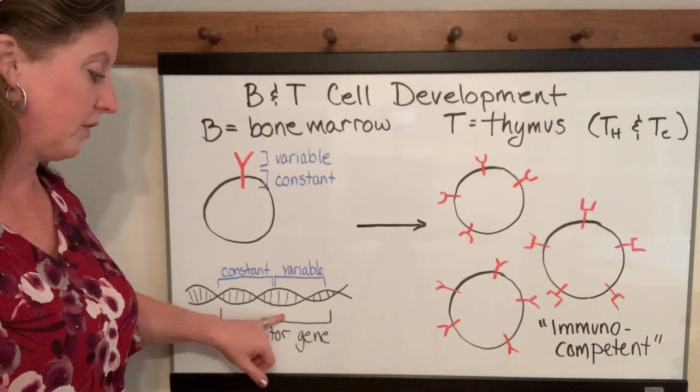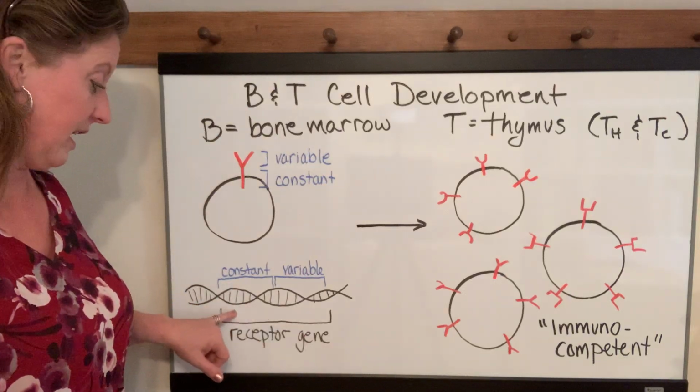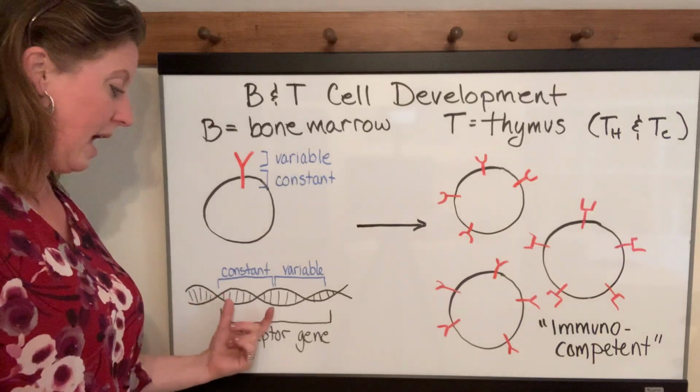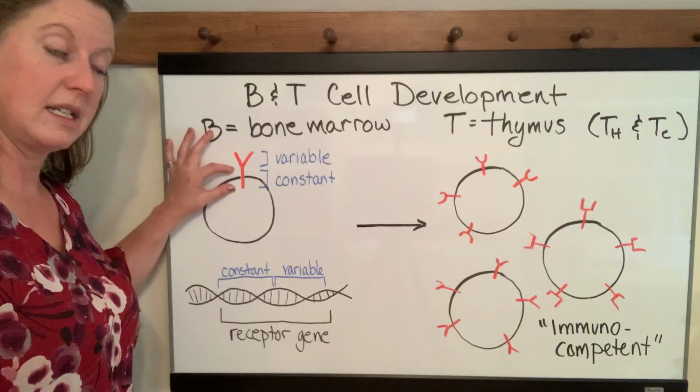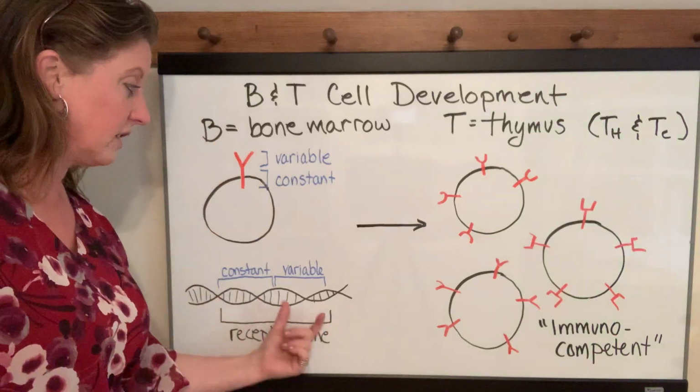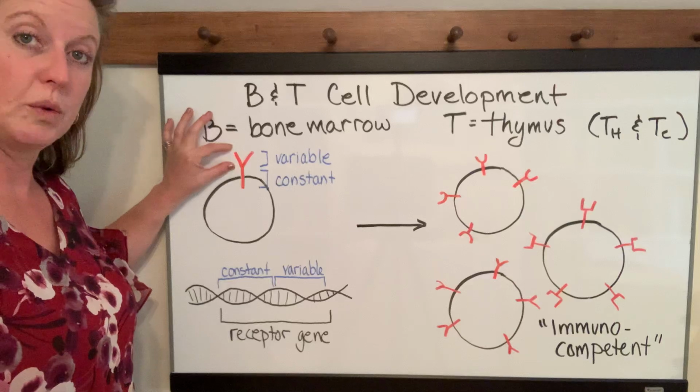Now, when a B or T cell is first formed and it's making this receptor, it goes to the gene for the receptor. So this is the receptor gene down here in a piece of DNA. And part of that gene is for the constant region, the part that's the same for each of the B and T cells. And part of that gene is for the variable region, the part that's unique for each B and T cell.